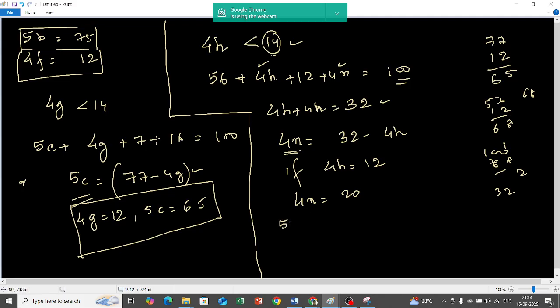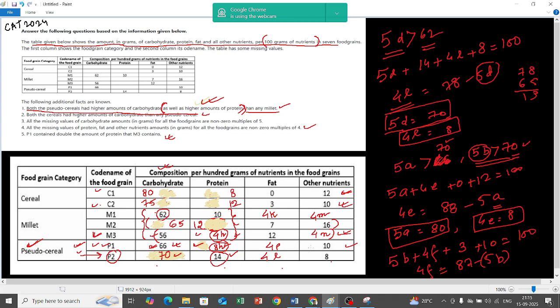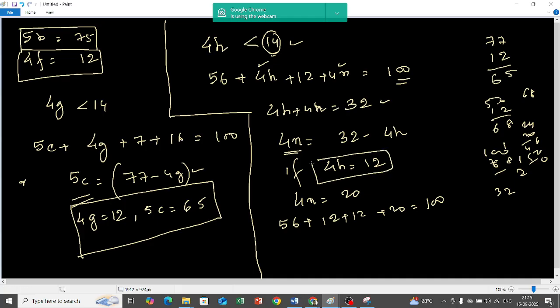So if I add all of them, 56 plus 12 plus 12 plus 20. So what is it coming? Okay, it is coming as 100. We can take 4h as 12, and we are getting 4n as 20, and the summation is also coming as 100.